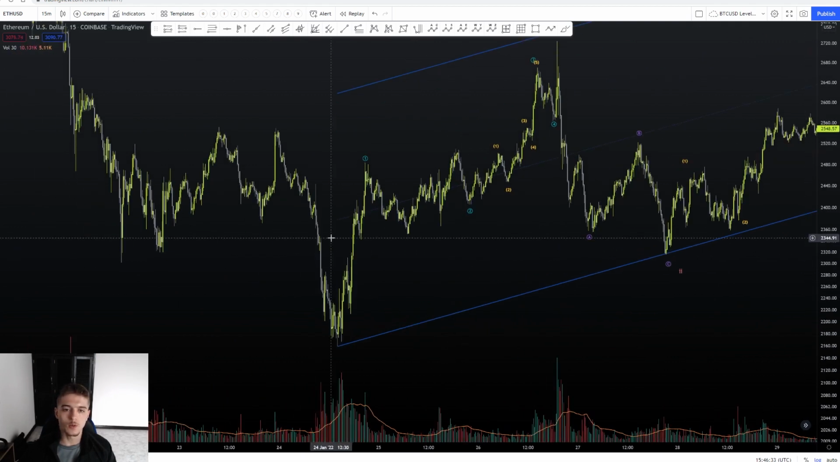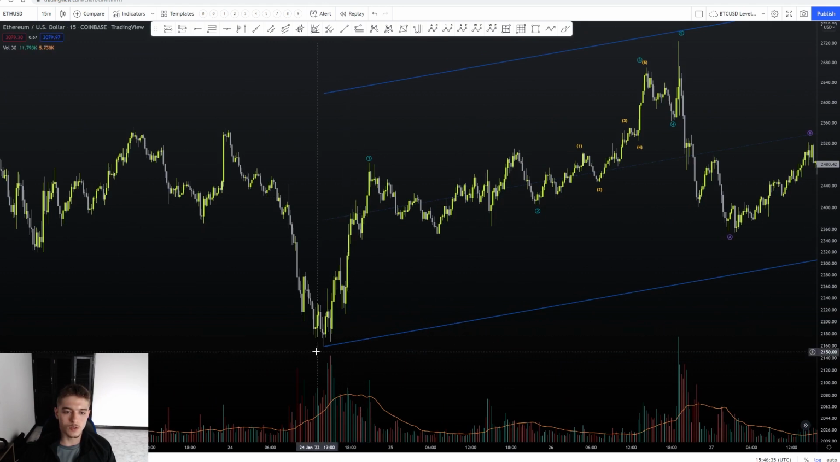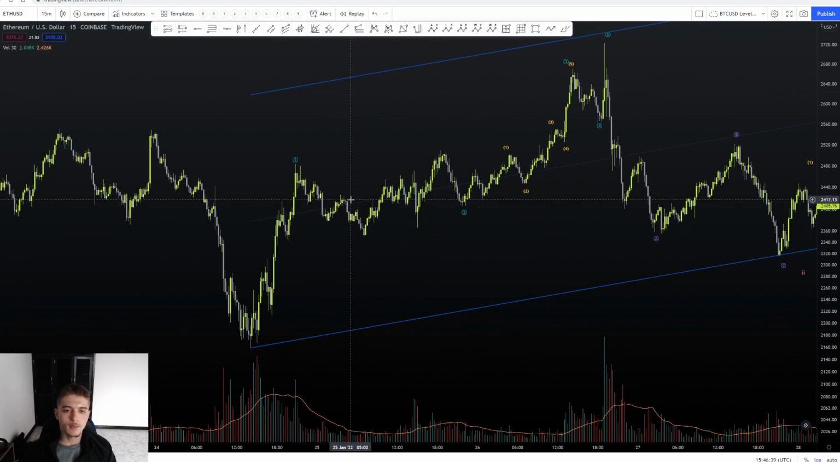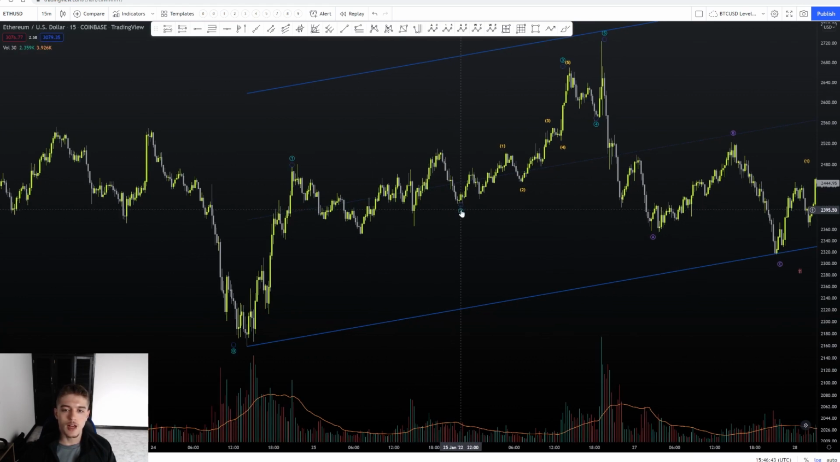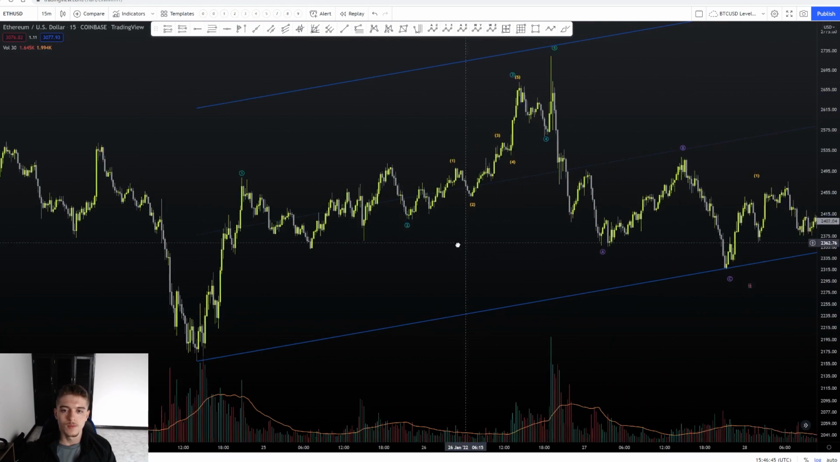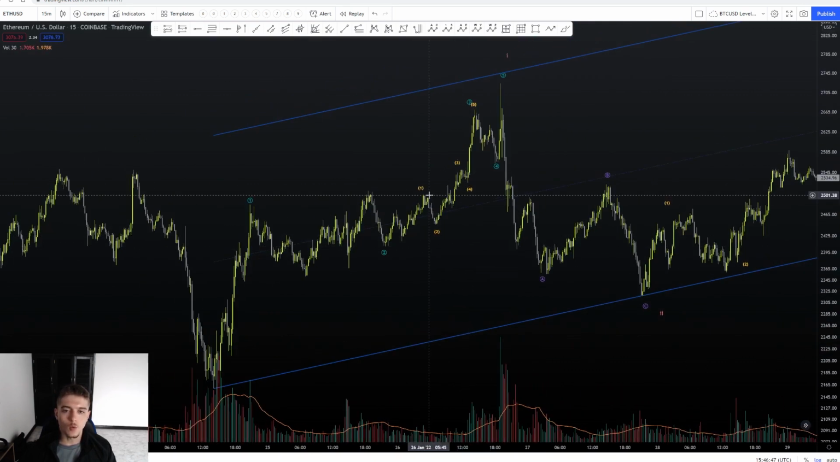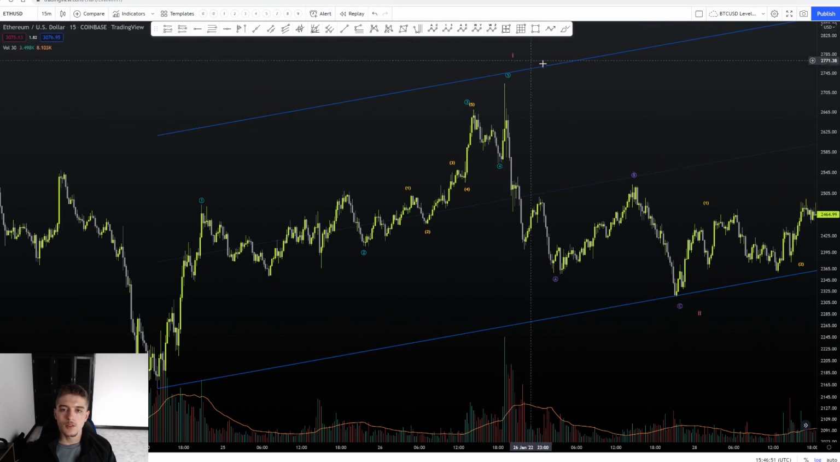So the way we would do it would be counting this as a wave 1, which would be a nice 1, 2, 3, 4, 5. This would be an ABC, ABC, and then 1, 2, 3, 4, 5 for a running flat for this wave 2. Then counting up for this wave 3, we get a 1, 2, 3, 4, 5. Down for the wave 4, ABC, up for the wave 5.